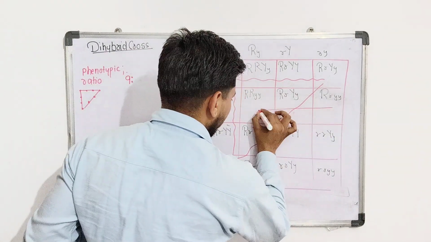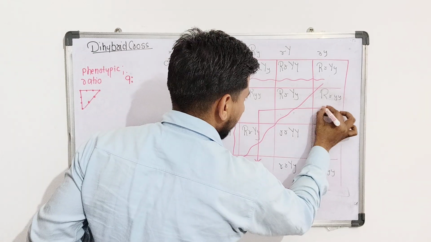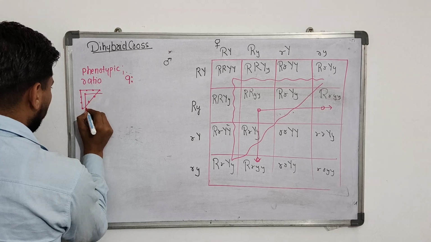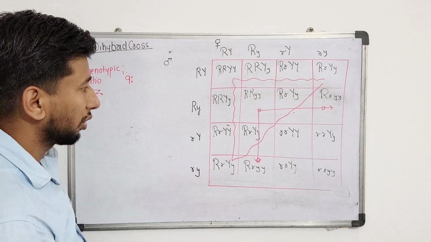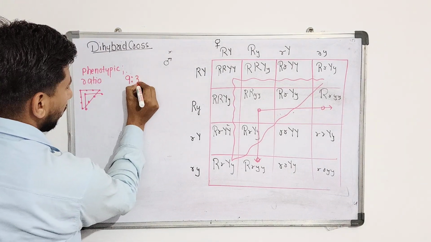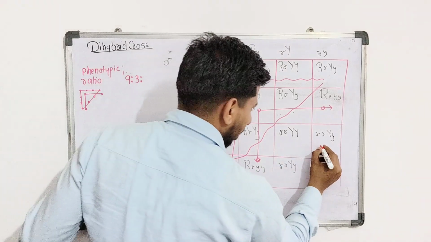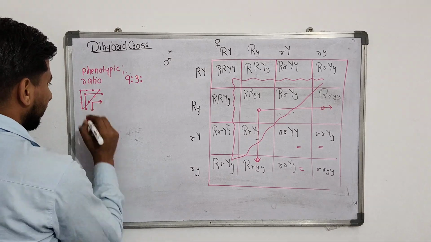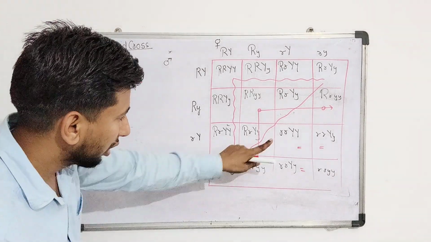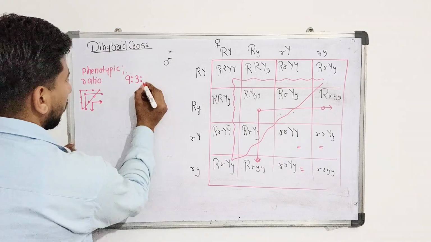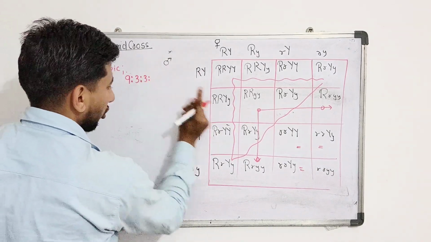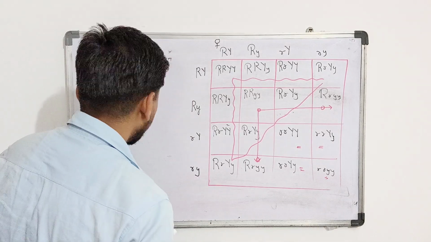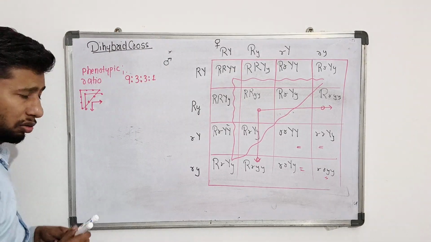And again this line: 1, 2 and 3. They appeared as round green. So again a 3 ratio. This line, at a 90-degree angle, they appear as wrinkled yellow, and the last one is 1, that is wrinkled green. This is the phenotypic ratio.